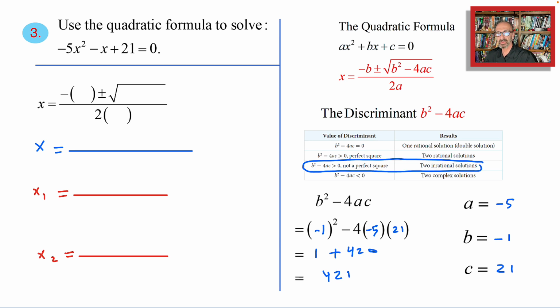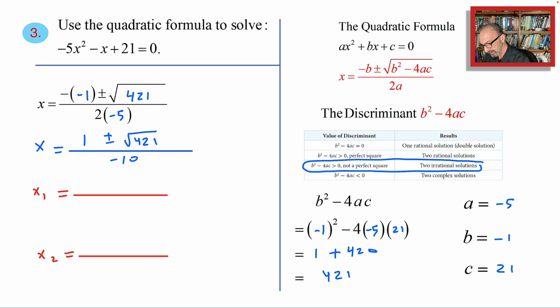Let me show you the steps on the left and show you the 2 irrational solutions. So we have the opposite of b, that's a minus 1, plus minus square root of 421, which is not a good looking number. If you apply that square root to 421 on the calculator, it's going to give you an irrational, non-repeating, non-terminating decimal over twice a, and that's twice negative 5. The answer is going to be 1, positive 1, plus minus square root of 421 over twice a, which is minus 10.